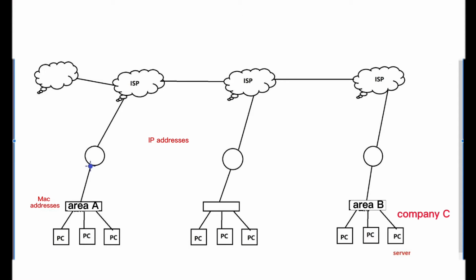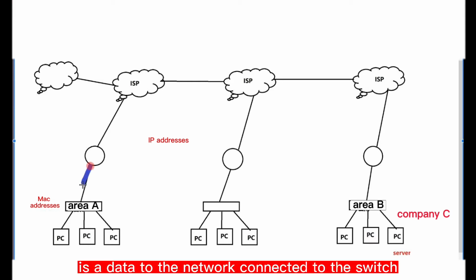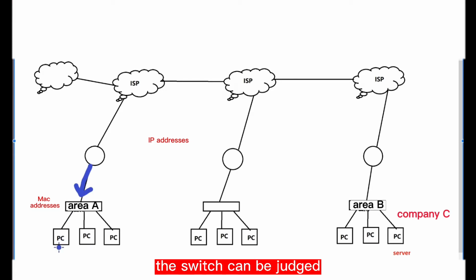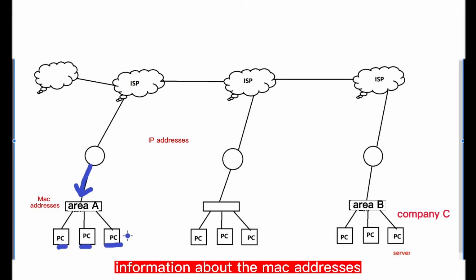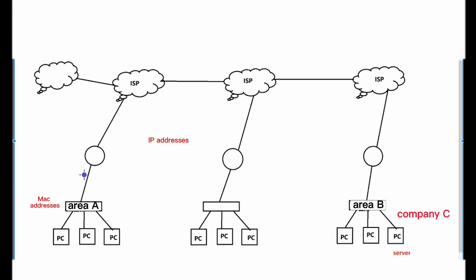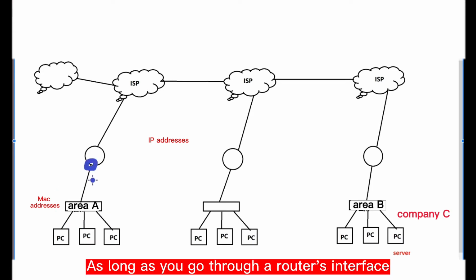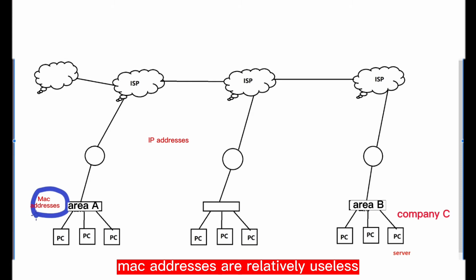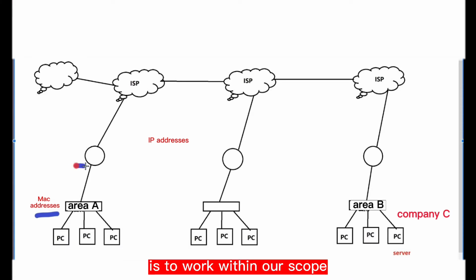A MAC address is for devices on the link and cannot cross this link. As we just said, when data goes to a network connected to the switch, the switch can judge the MAC address information of the terminals connected to it. But once you leave the switch and go through a router's interface, MAC addresses are relatively useless. The MAC address works only within our scope.